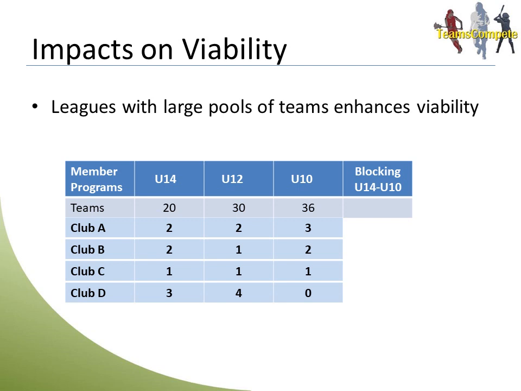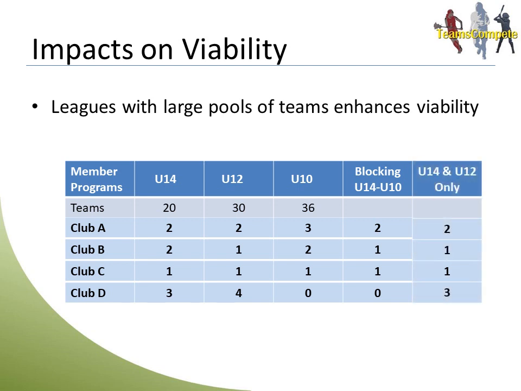Let's say our club has a block that contains one team at each of the age levels. That way, Club A has a set of teams to block, actually two sets of teams to block. Club B and C each have one, but Club D has 0. However, if we narrow the block down to just include a U14 team and a U12 team, you can see how the ability to block that group increases as it becomes smaller.